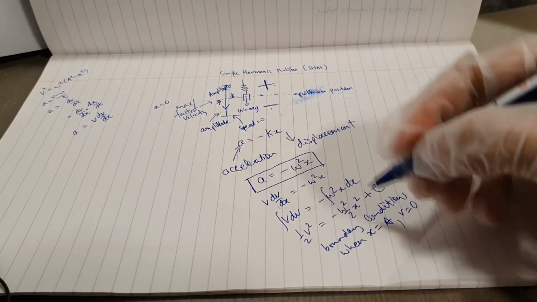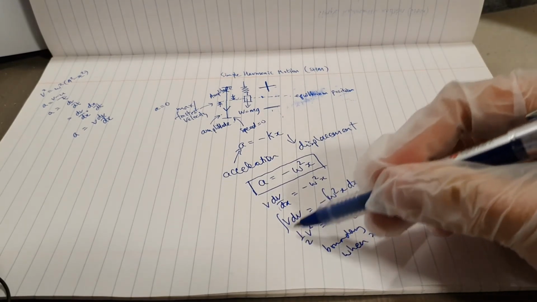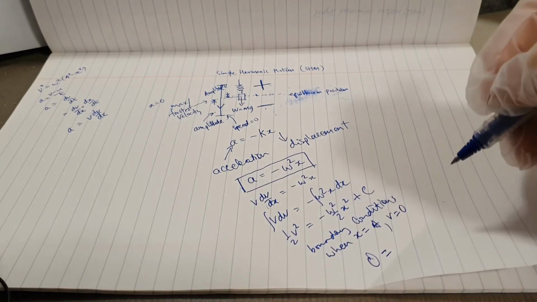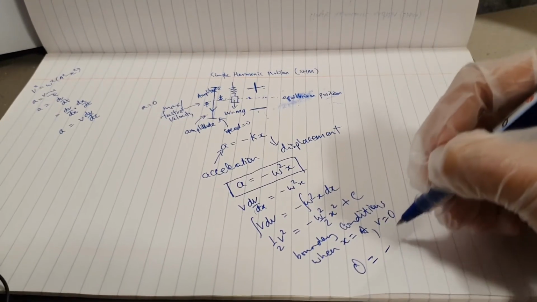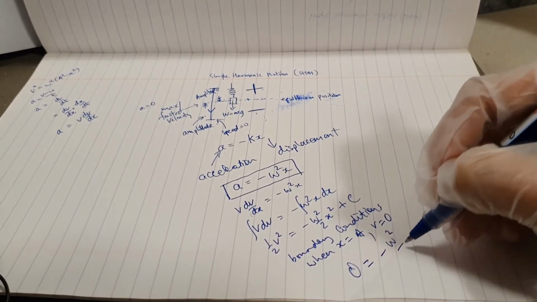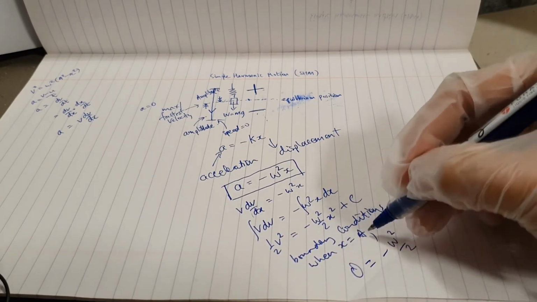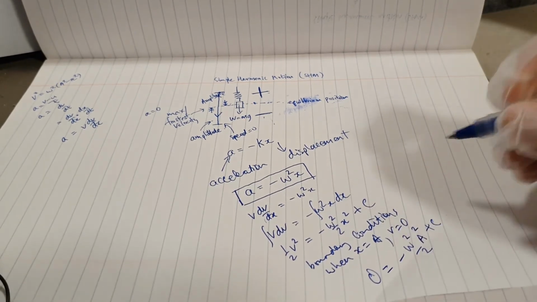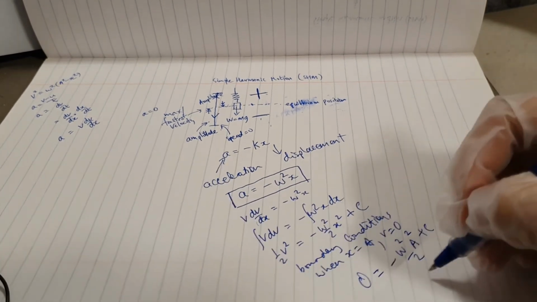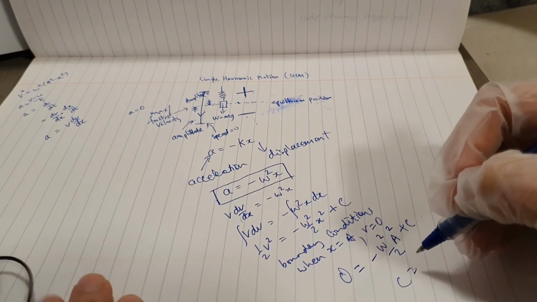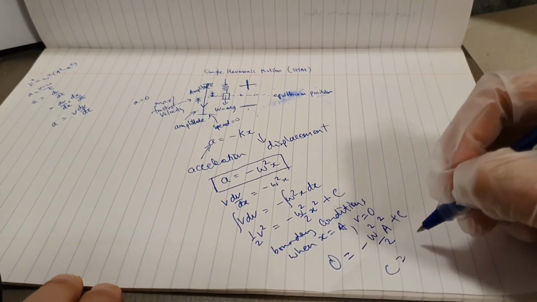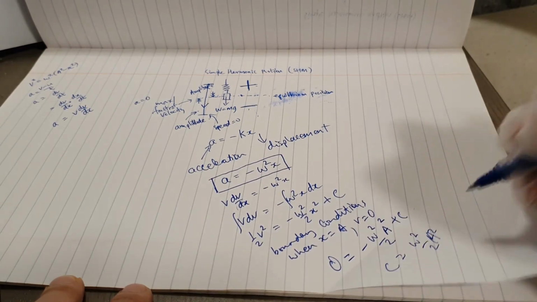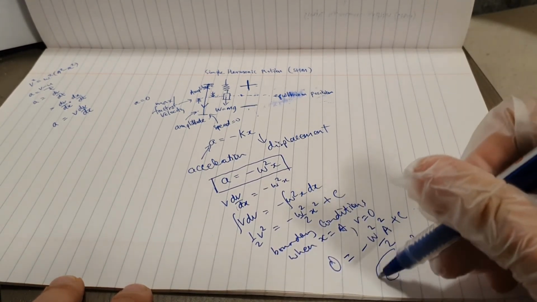So let's put that in there. So v is equal to 0. So the left hand side is 0, so 0 is equal to minus omega squared over 2, x is equal to a, so you're left with a squared, plus c. So what is c then? c is equal to omega squared over 2 a squared. So we've worked out what that constant is.